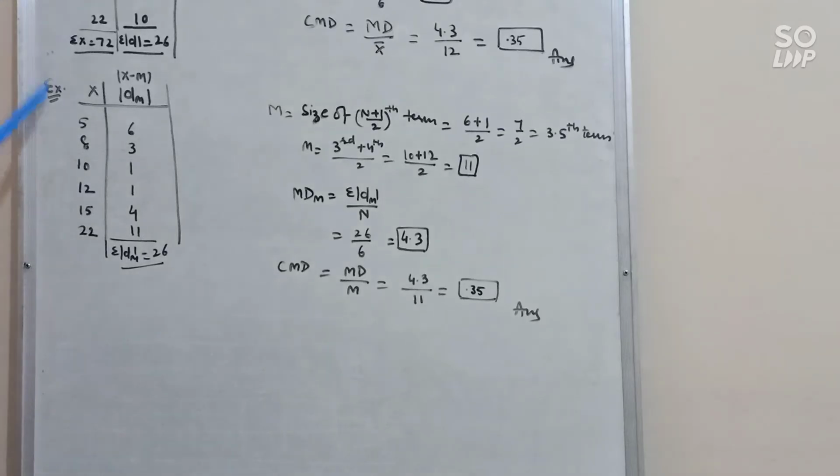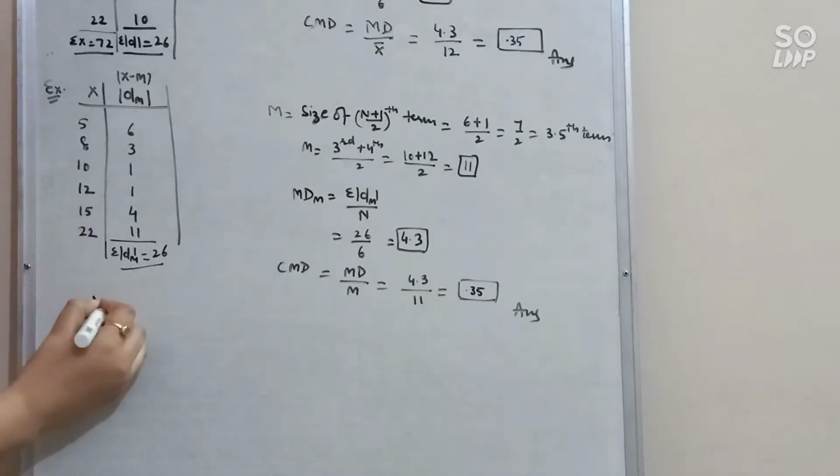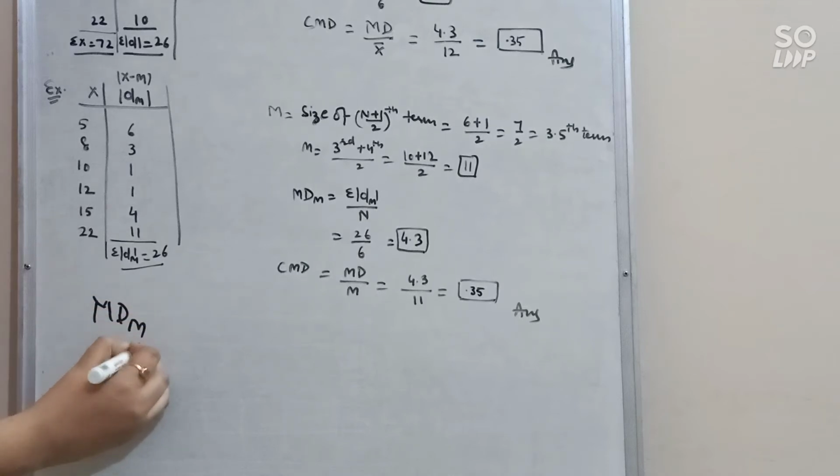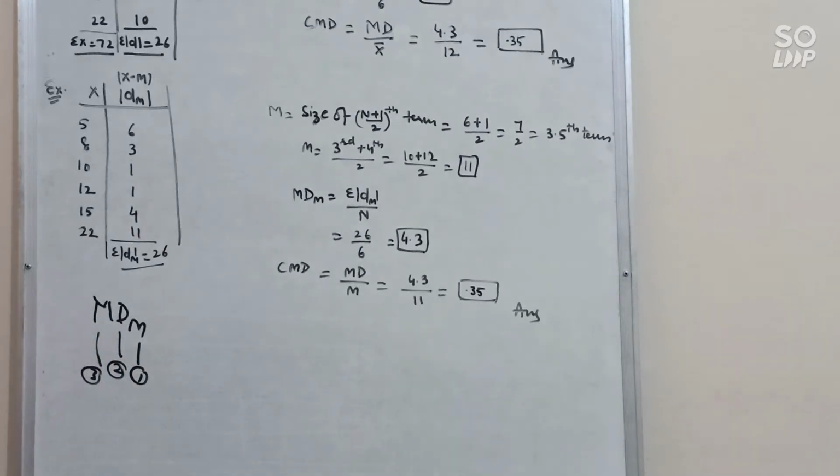Now I am taking one more example in which you will find out mean deviation from median. Same example I am taking again, and we need to find out mean deviation from median. If the question is to find mean deviation from median and calculate its relative measure, again the steps remain the same. First step, you will calculate median. Second step, you will calculate deviation. The third step, you will calculate mean deviation. Clear?